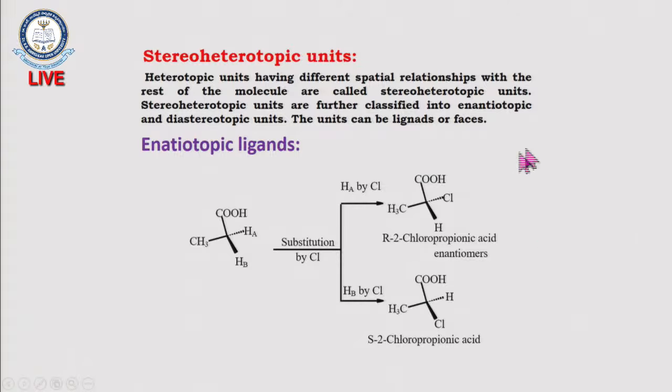So we cannot say these are homotopic in nature. So these are not in a homotopic relationship here. Now you can say these are enantiomers. Enantiomers means non-superimposable mirror image compounds, and these are chiral in nature. So this is the case where the substitution leads to the formation of an enantiomer, called the enantiotopic ligands.